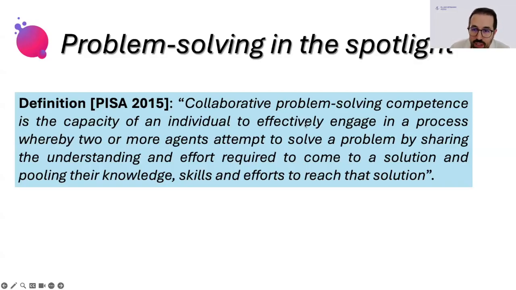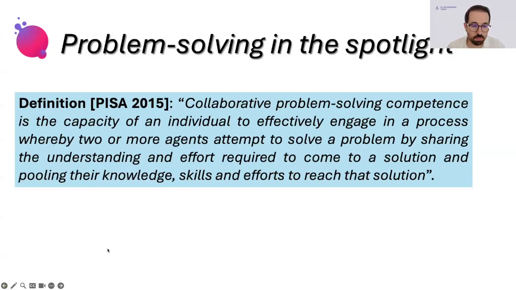So collaborative problem-solving competence is the capacity of an individual to engage effectively in a process whereby two or more agents attempt to solve a problem by sharing the understanding and effort required to come to a solution, pooling their knowledge, skills, and effort to reach that solution. In this context, of course, one agent will be the student, and then there will be this AI conversational agent that was introduced also by Nikos in the previous webinar. And we're going to see it here today again.